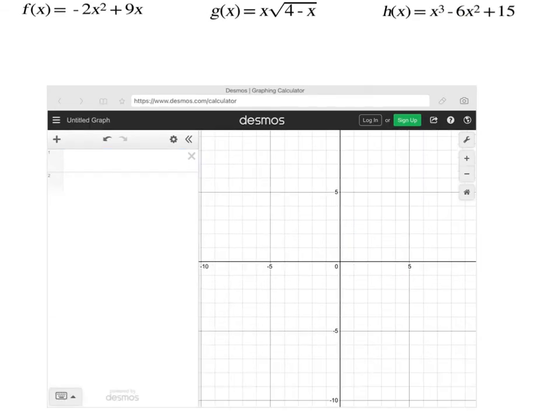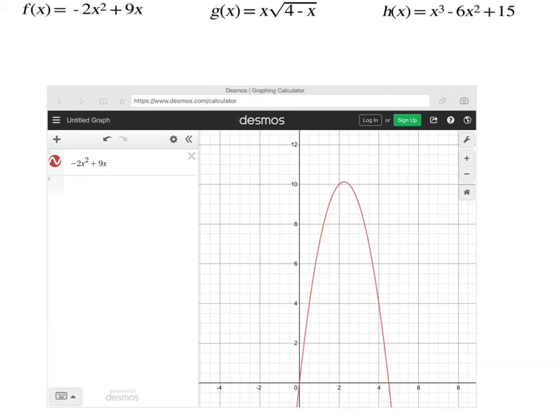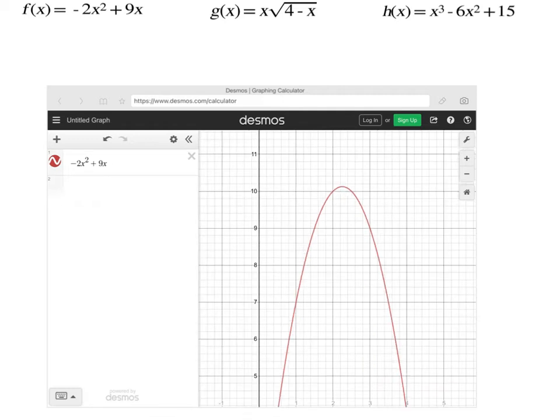So if we type in, and you'll notice there's a little keyboard down here, our function negative 2x squared. So negative 2x, and then for squared, there's an a squared key, and then plus 9x. And we know this should look like a parabola because x squared is a quadratic, and it should open down because of the negative in the 2x squared. So if we scroll to where the graph changes direction, if you just click on that point, it'll tell you what that value is.